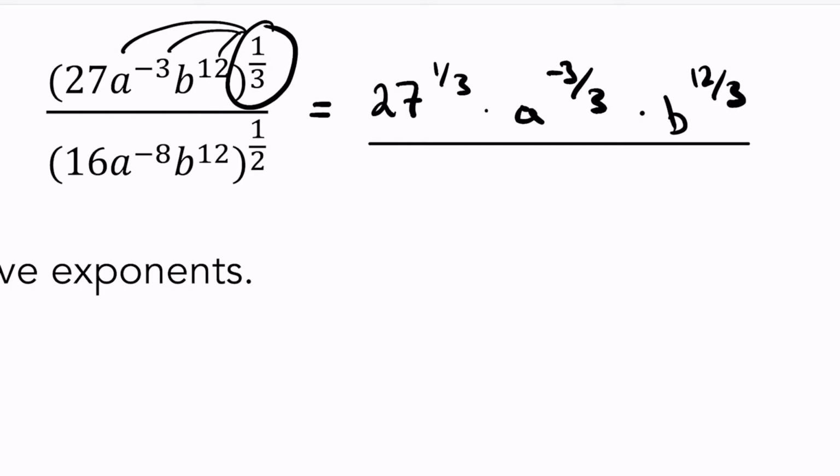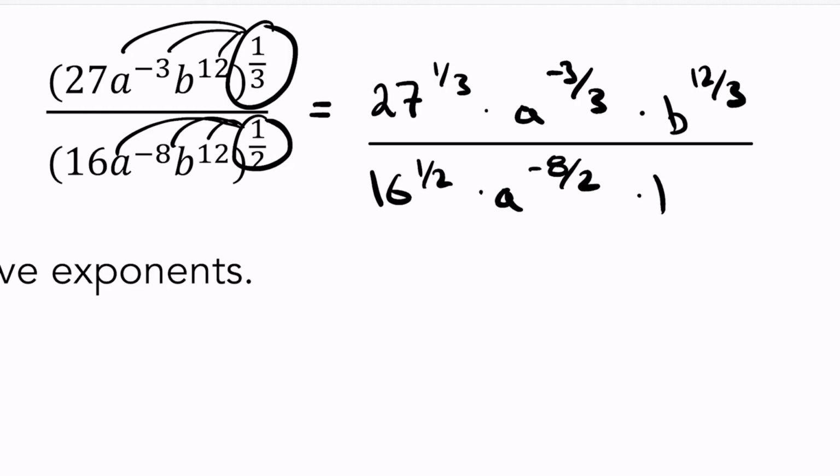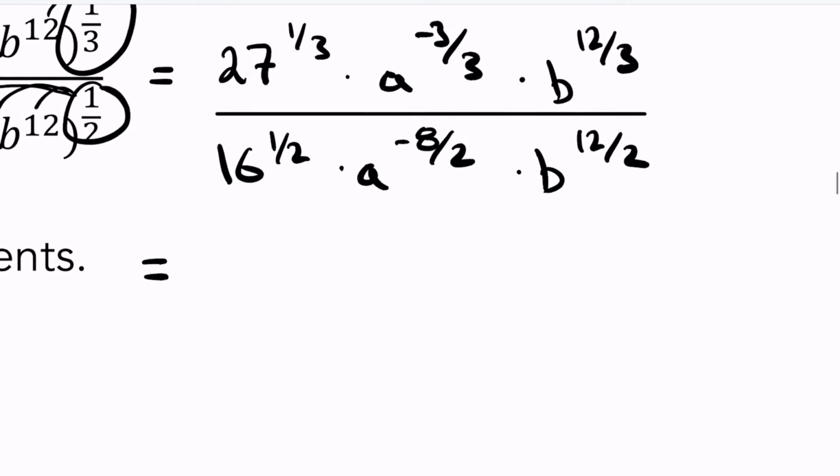Same thing in the denominator. I'm going to multiply my exponent into here. I'm going to get 16 to the 1/2 times a negative 8 over 2 times b 12 over 2. And now I can simplify this. I'm going to just simplify the fractions and do any kind of rooting that I can.